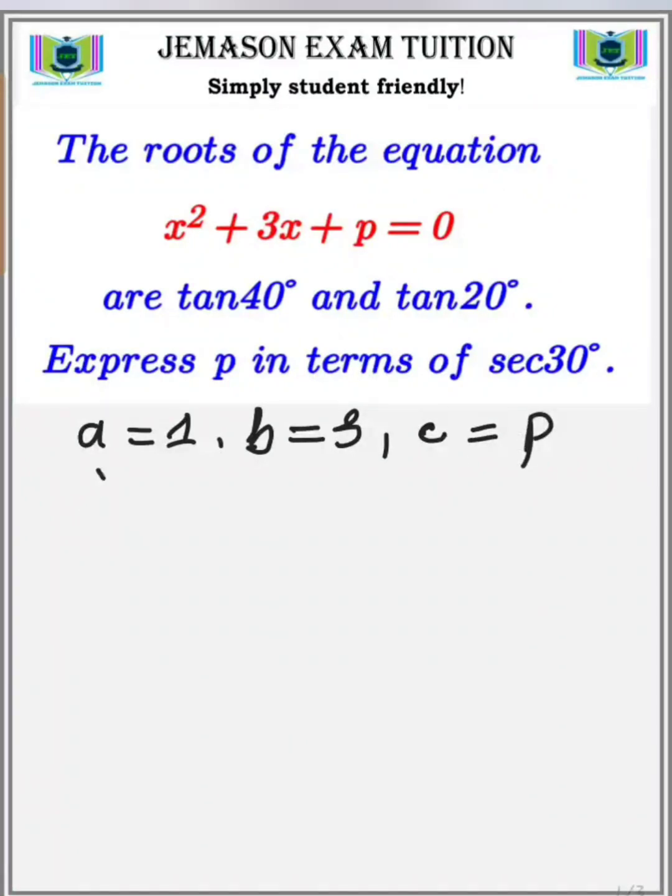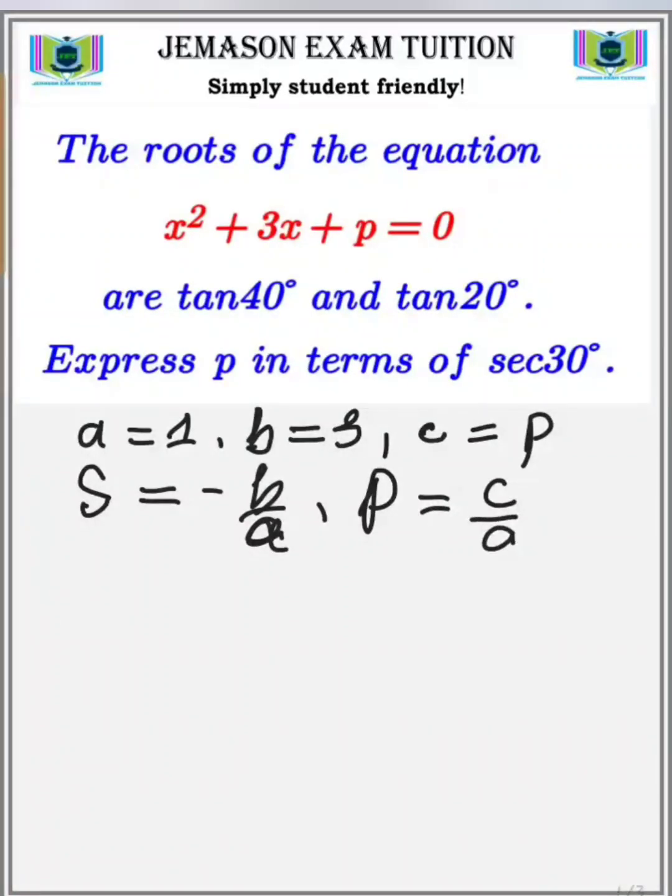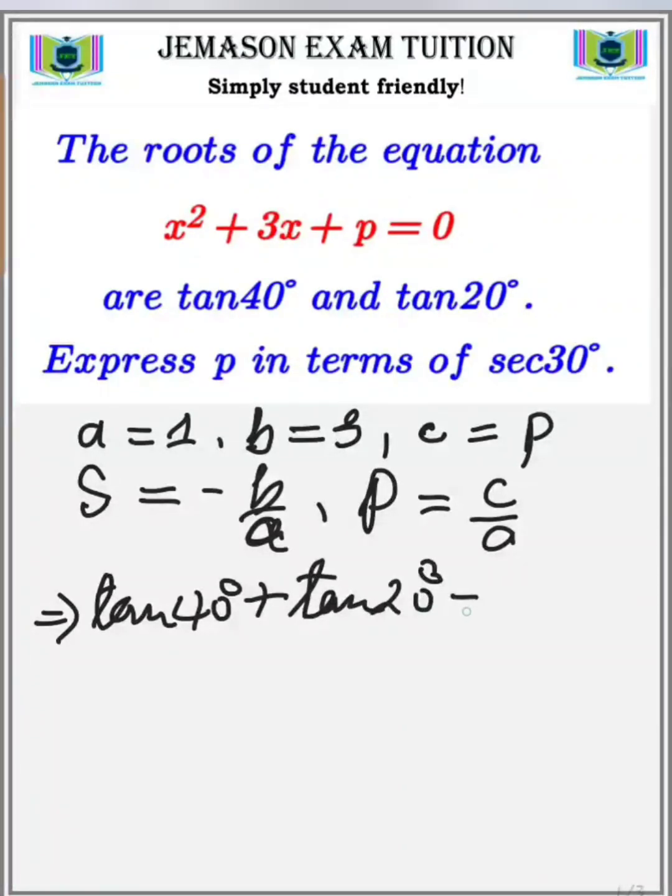Now the sum of roots is supposed to be negative b over a, and the product of roots is supposed to be c over a. So we have that the sum of roots, one of the roots is tan 40 degrees, plus the other root, tan 20 degrees. That should be equal to negative b over a. b is 3 and a is 1, so that result is simply negative 3. You can call it equation 1.